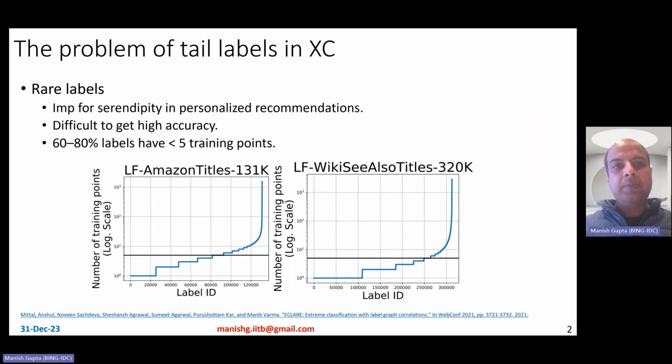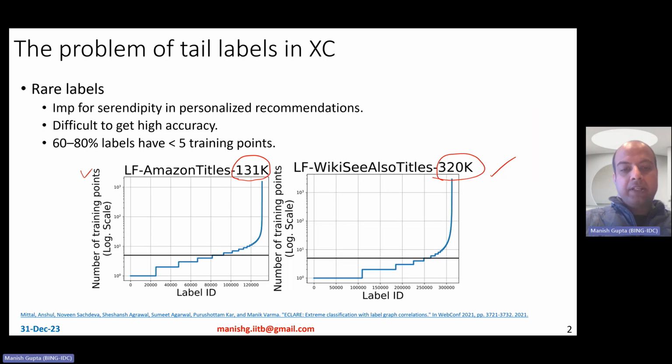Right? So let's first talk about the problem of tail labels in extreme classification. Recall that extreme classification is the problem of doing multi-label classification in a space where the label set can be in millions or even more. So that's the extreme part. Now, if you look at two interesting data sets, Amazon titles and Wikipedia titles, you observe that they have a large number of labels, 131K and 320K, making them extreme classification problems.